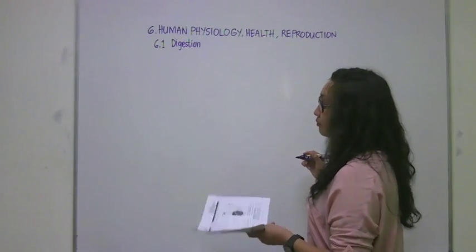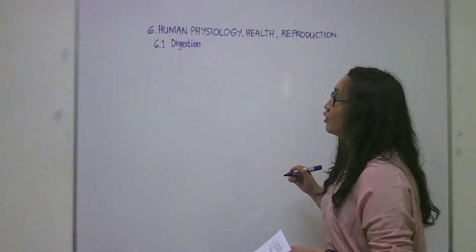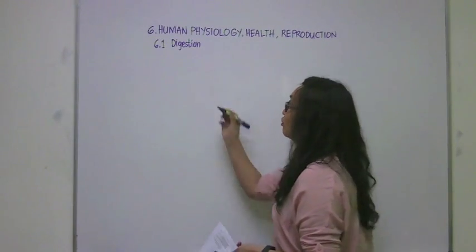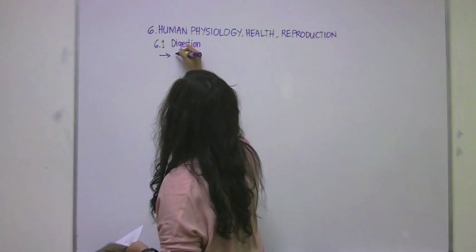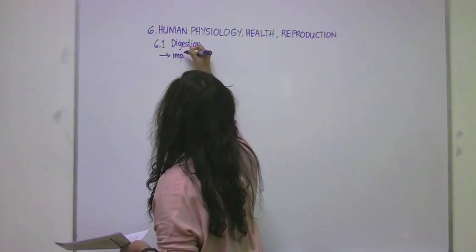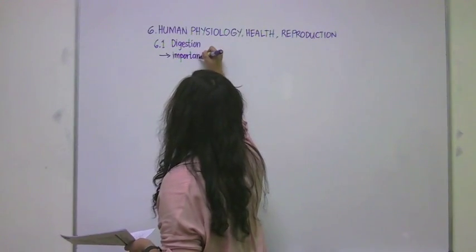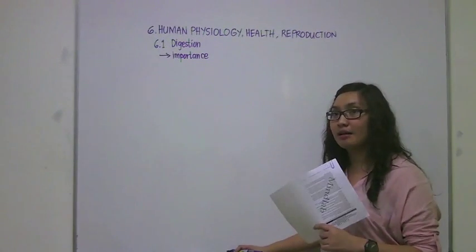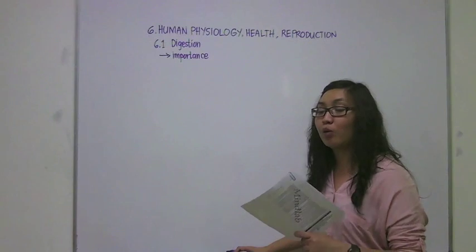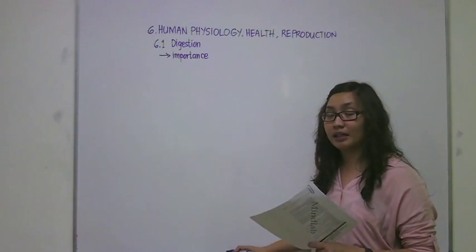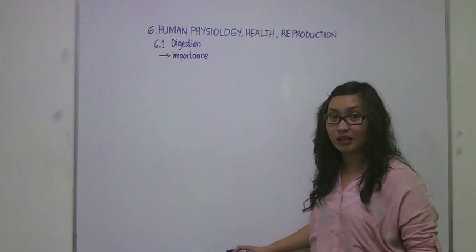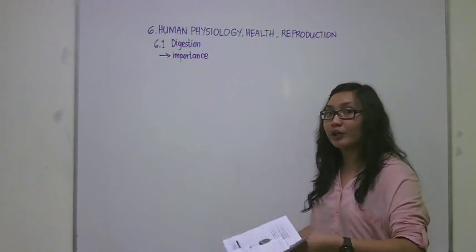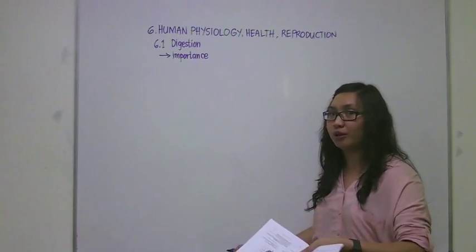Okay, so the first subtopic that is going to be discussed in human physiology is digestion. Of course, it's very important to make the student understand the importance of digestion. The reason why there is digestion is that the only way our body is capable of acquiring nutrients that can be used by our cells is through digestion. And since the most available food sources that we have occur in large molecules, they have to be broken down into simpler ones.